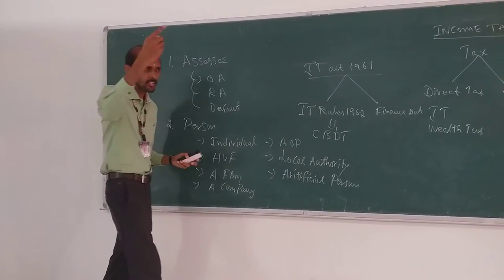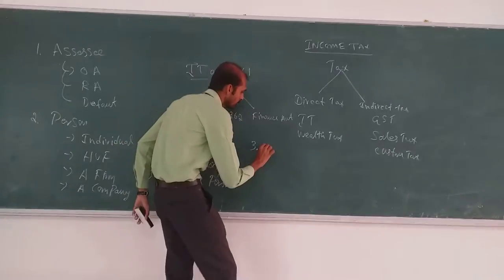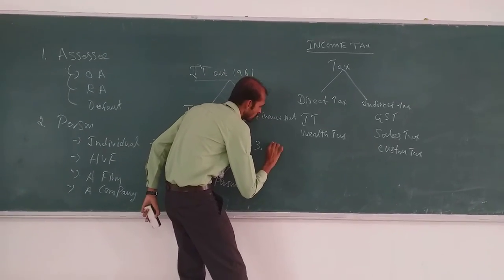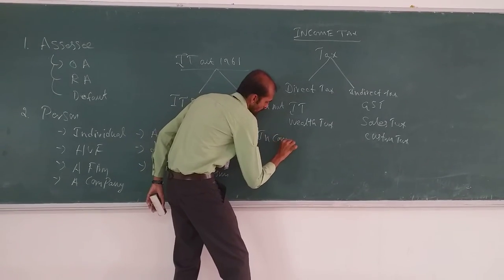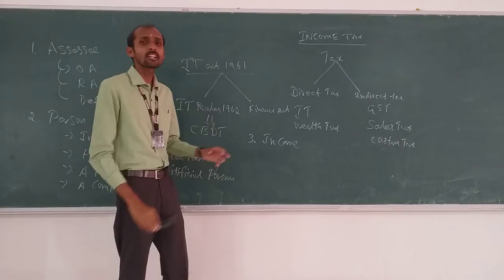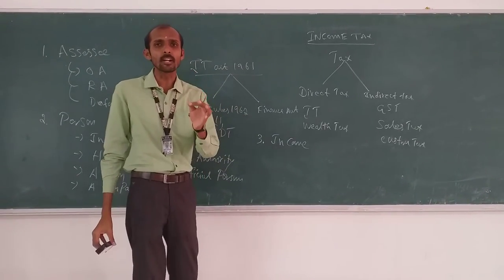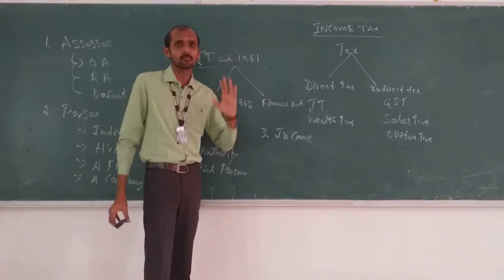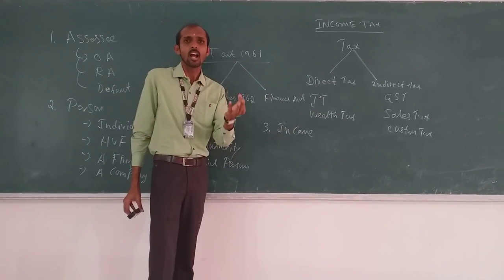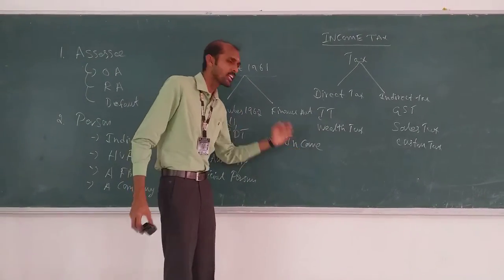Then you go for the next definition. Income. What is income? An amount of revenue earned by the person during the particular period is called income. Very simple meaning, income. An amount of revenue earned by the person is called income.